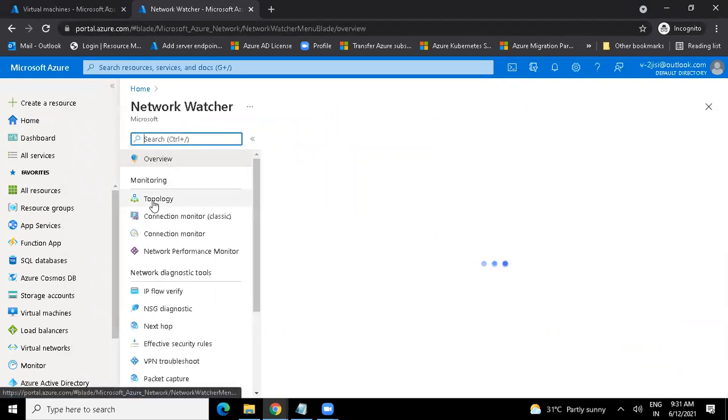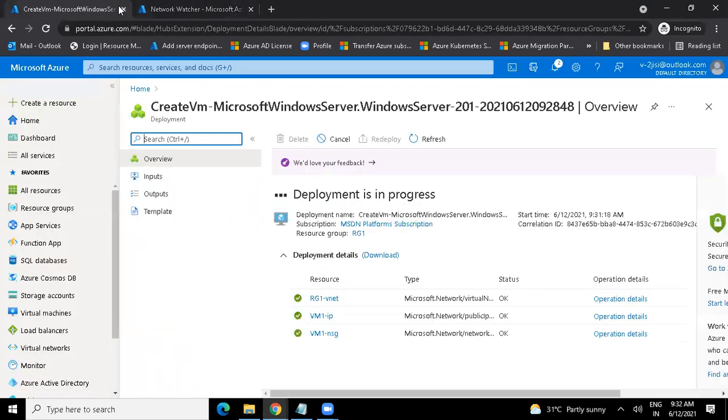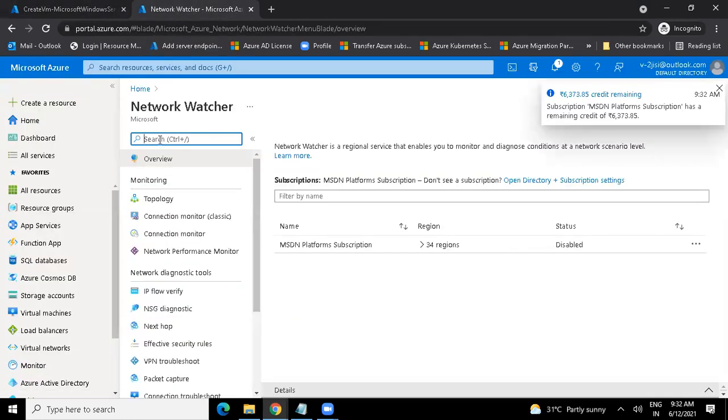Now, when you go to the network watcher, first of all, you would be able to see the topology. Topology means, let's say you have got one network. In that network, you have got multiple subnets. In the multiple subnets, you have got multiple machines, and a load balancer. How things are connected to each other, you would be able to see with the help of topology. Basically, it gives you a graphical view of which service is connected to which service.